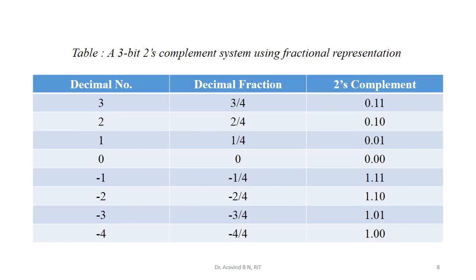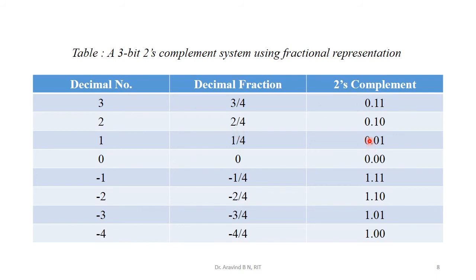Now getting into the fractional realization. So equivalent decimal, then decimal fraction, its equivalent 2's complement realization here we are going to have. So 3 actual representation we did as 0, 1, 1. So now the same equivalent fraction 3 divided by 4, we are going to take common as divided by 4 to all of them, so that we are going to get 0.11 realization.